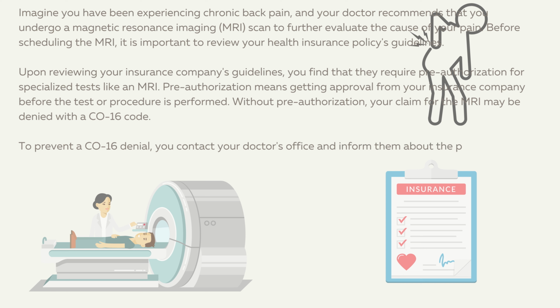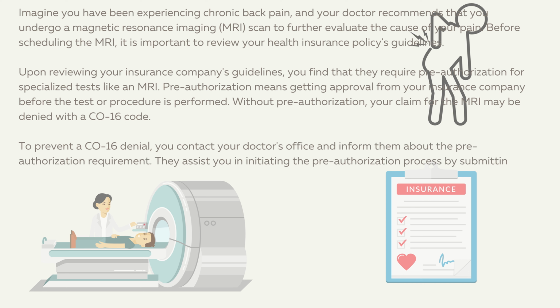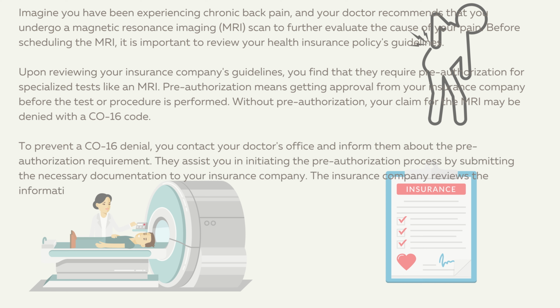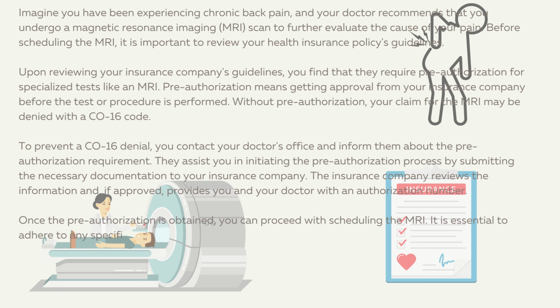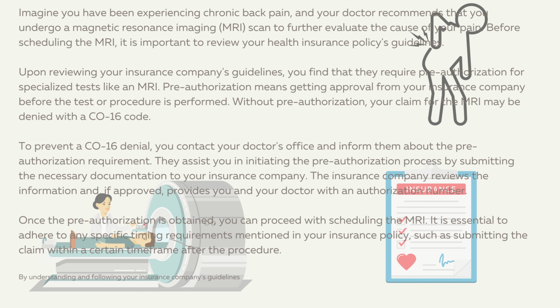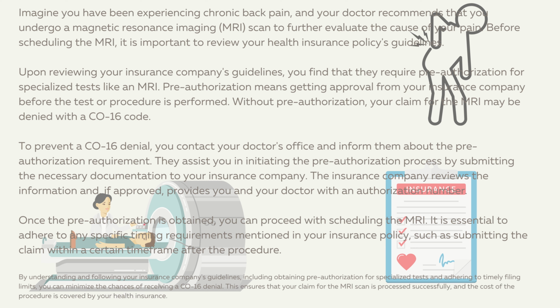Before scheduling the MRI, it is important to review your health insurance policy's guidelines. Upon reviewing your insurance company's guidelines, you find that they require pre-authorization for specialized tests like an MRI. Pre-authorization means getting approval from your insurance company before the test or procedure is performed. Without pre-authorization, your claim for the MRI may be denied with a CO-16 code.